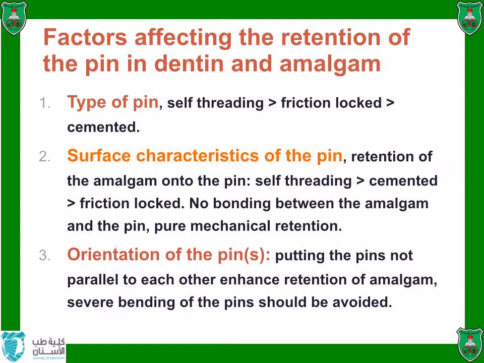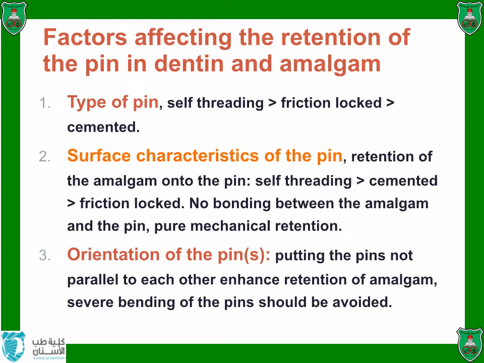Now, there are many factors that affect the retention of the pin in dentin and amalgam. For example, the type of pin. We say that self-threading is more retentive than friction lock, which is more retentive than cemented. So the type you choose is one factor. Second, the surface characteristics of the pin and the retention of amalgam onto the pin. For example, self-threading has more surface characteristics. That's why it's more retentive, followed by cemented, followed by the friction lock.